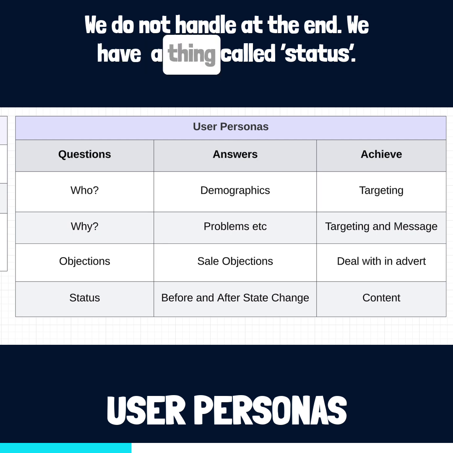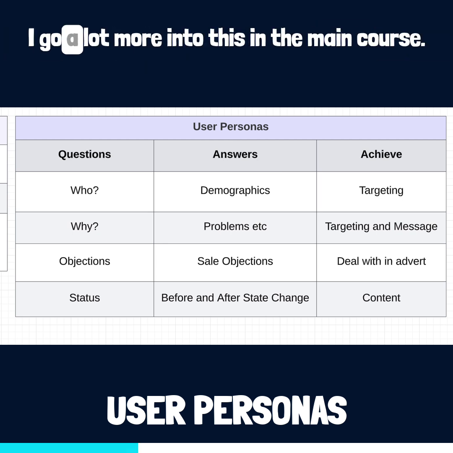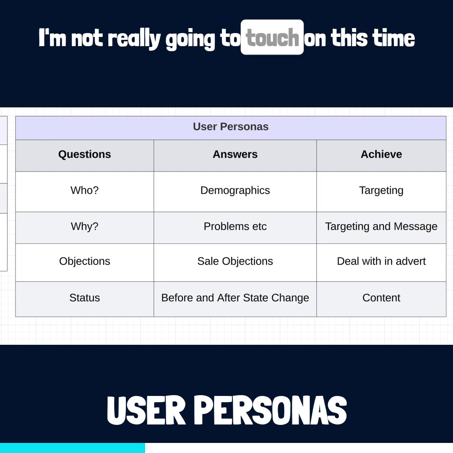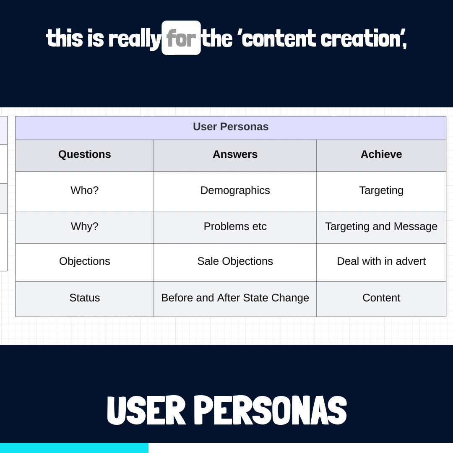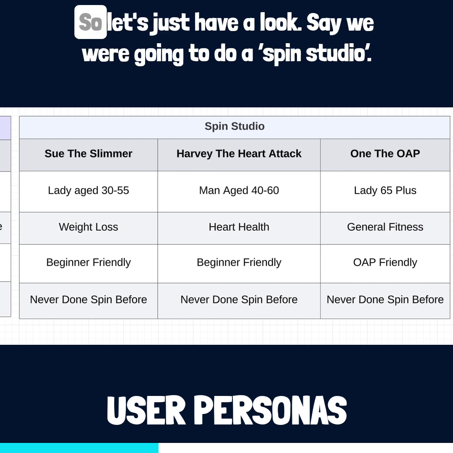And there's a thing called status, and this is the before and after state change. I go a lot more into this in the main course. I'm just going to touch on this one line, and this is really for the content creation when we create a sales funnel. But as I said, I'm not really going to go into it that much here. So let's just have a look.